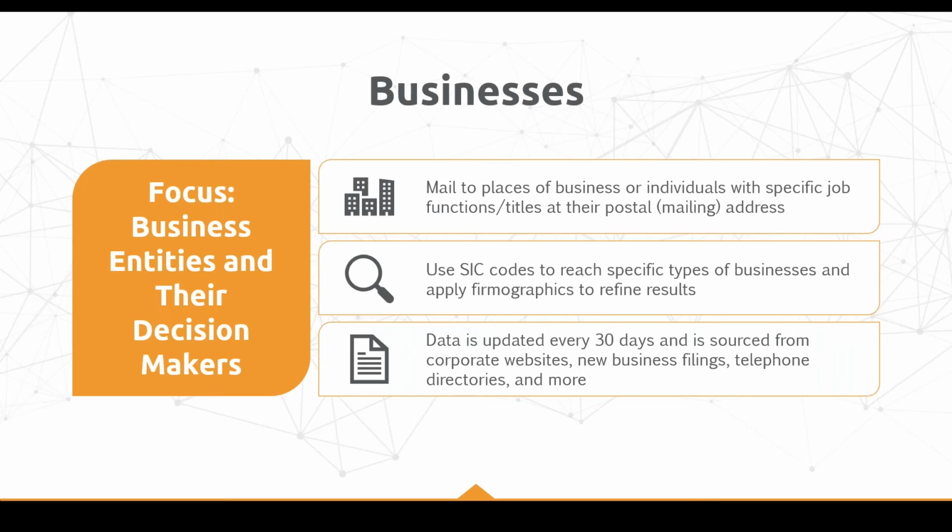You can also use SIC codes, which are the standard industry classification codes dictated by the government to reach specific types of businesses. And then you can apply different types of business information, so potentially like the sales volume or the number of employees, to whittle that down a little bit more. So you do have some availability to refine what types of businesses you're looking for. Again, this data is updated every 30 days, and we're going to talk about some of the sources a bit more, but think about corporate websites, business filings and telephone directories as some of the examples we'll cover.